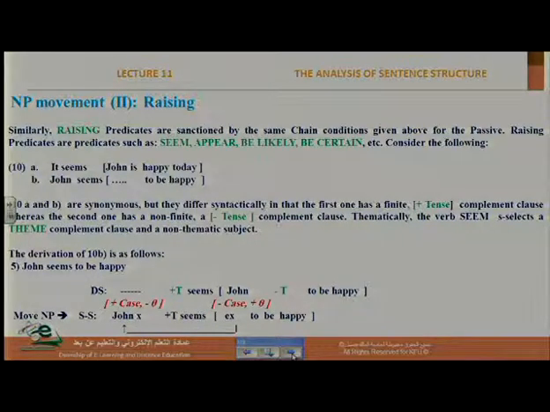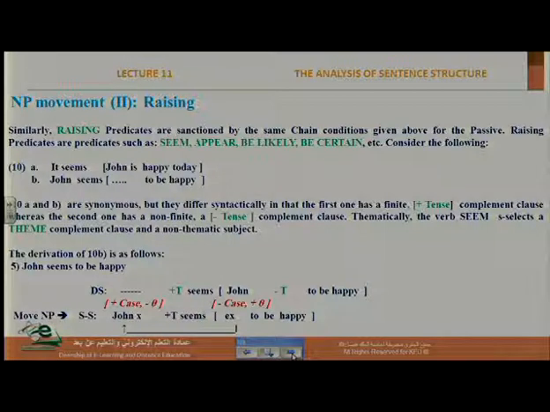So essentially the observation is that 10A and B are synonymous, but they differ syntactically in that the first one has a finite, plus tense complement clause, whereas the second one has a non-finite, minus tense complement clause. Thematically, from the point of view of theta roles, the verb seem S-selects, remember S-selection, that is, the verb being the semantic head, it semantically selects, as opposed to the syntactic selection, which is category selection. C-selects. S-selects a theme complement clause and a non-thematic subject.